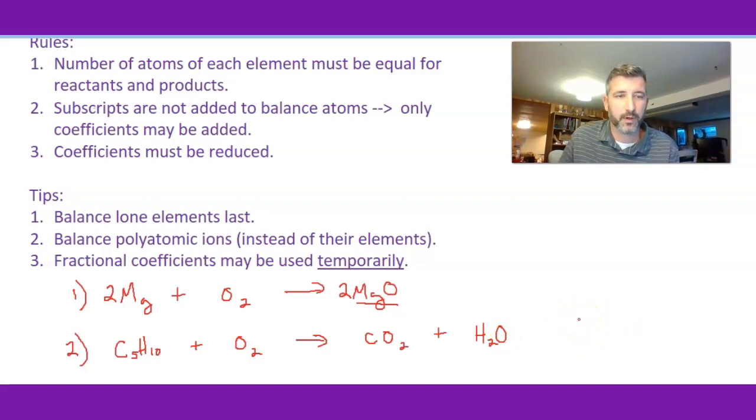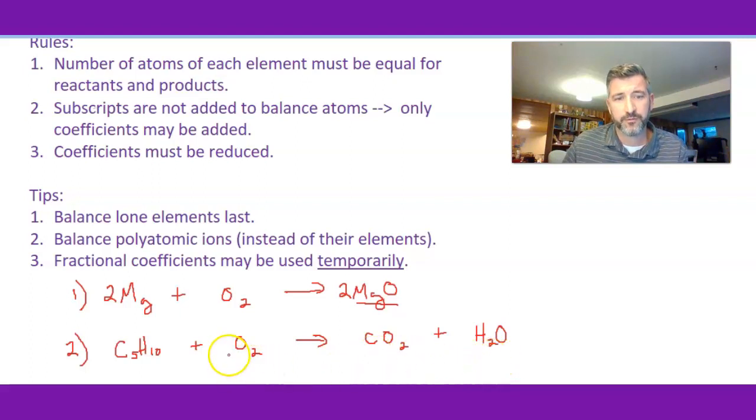One of them is that we're going to balance the lone element last. And in this case, that's oxygen. So oxygen is the only lone element. Up here we had magnesium and oxygen that were both showing up as elements on the left-hand side. In this case, oxygen is the only thing that shows up as an element. All three of the other substances are compounds. We're going to save oxygen for last because it's going to make things less complicated.